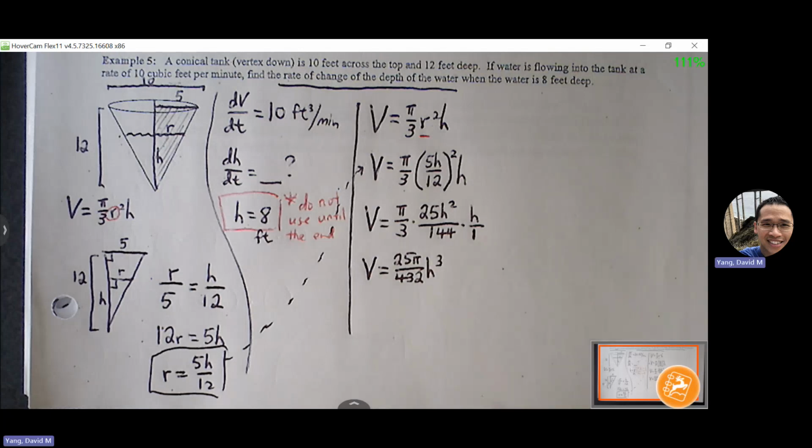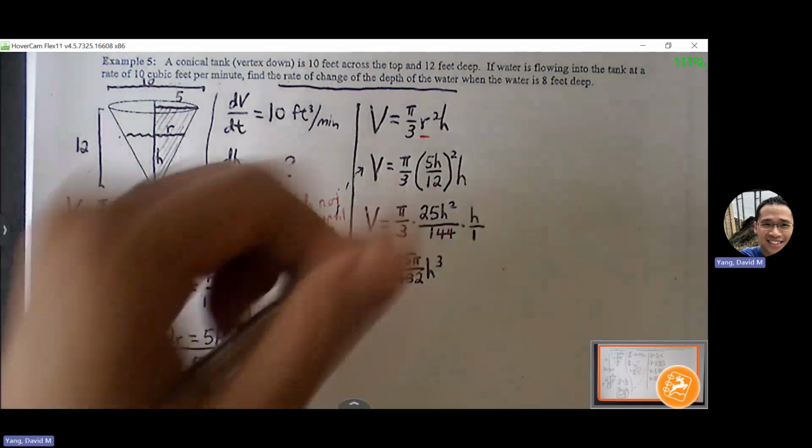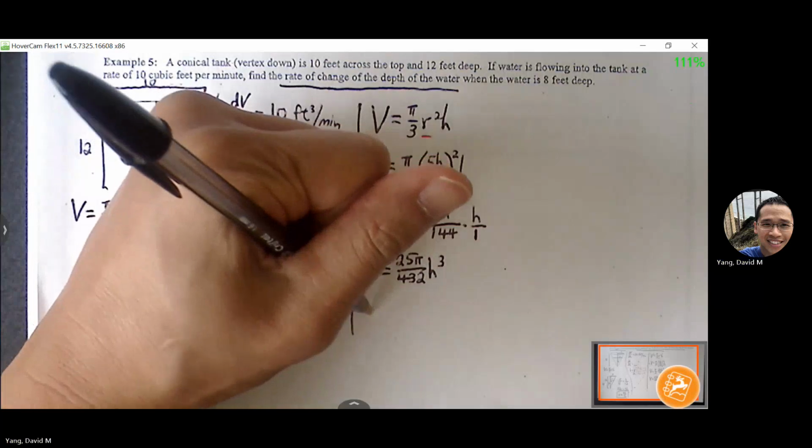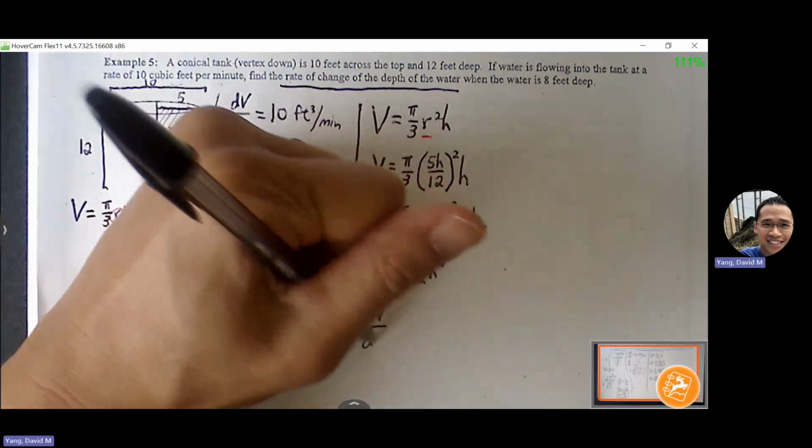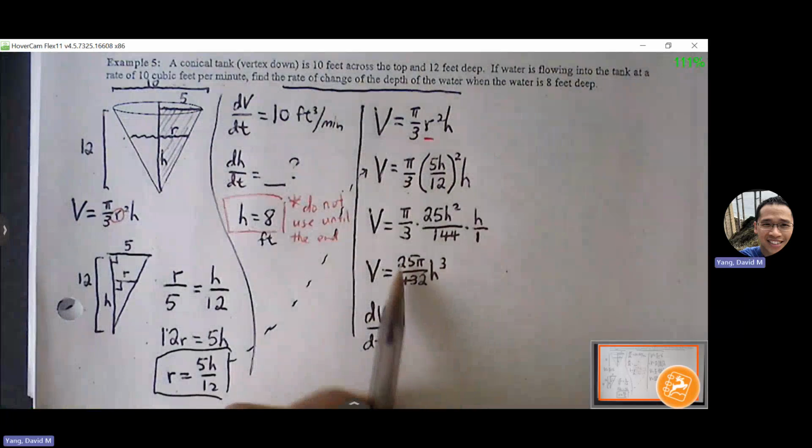Any other questions up to this point? Okay, so now we're ready for the derivative, right? Everything is nice and clean. It's a messy number in front, but that's just a coefficient, right? Okay, so let's build a derivative. V becomes dV over dt.